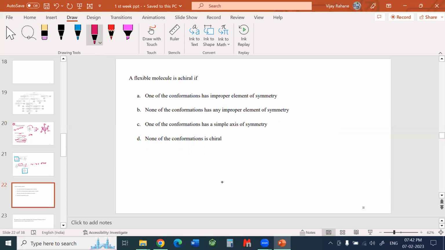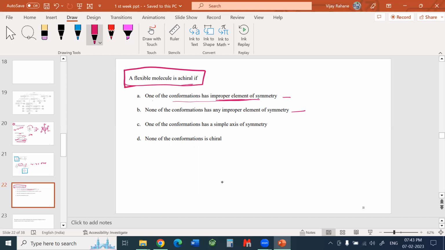In the second one: given a flexible molecule is chiral if one of the conformations has an improper element of symmetry. Another option is none of the conformations has any improper element of symmetry. The third one: one of the conformations has a simple axis of symmetry. And the fourth option: none of the conformations is chiral. In this one, we can see the molecule is flexible. A flexible molecule is achiral if one of the conformations has an improper element of symmetry. Then only the molecule will be achiral.